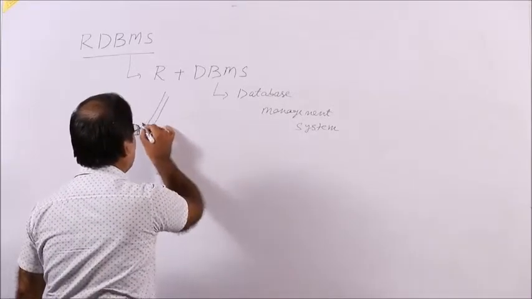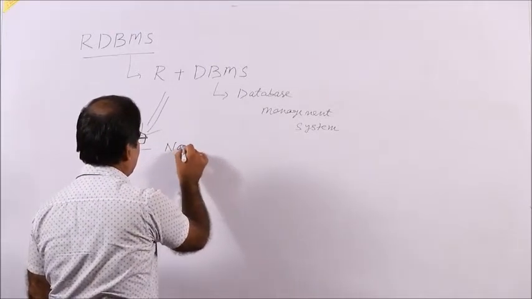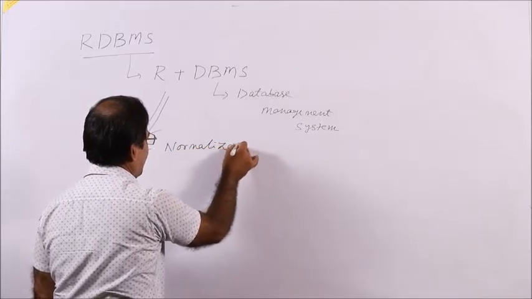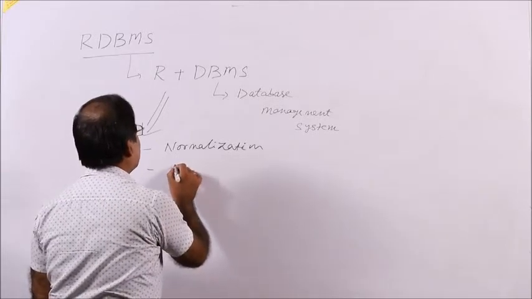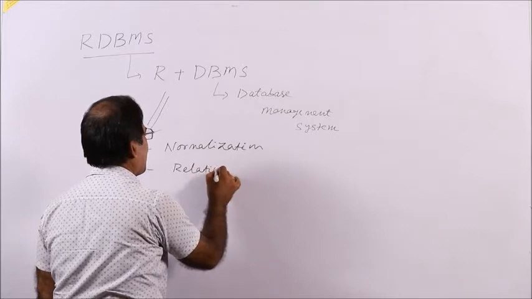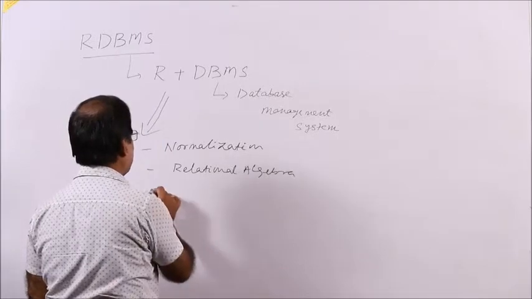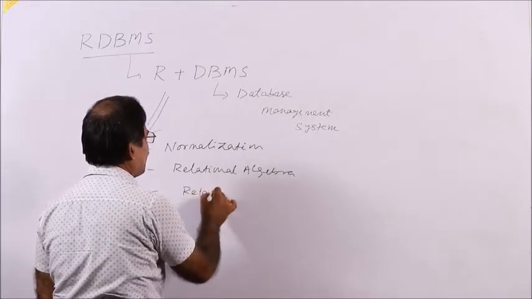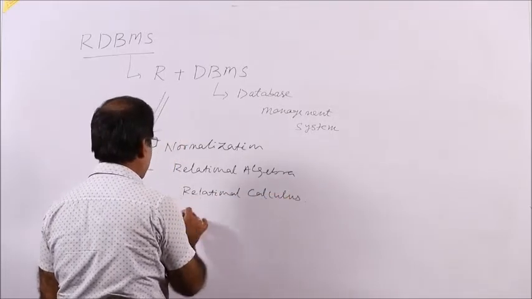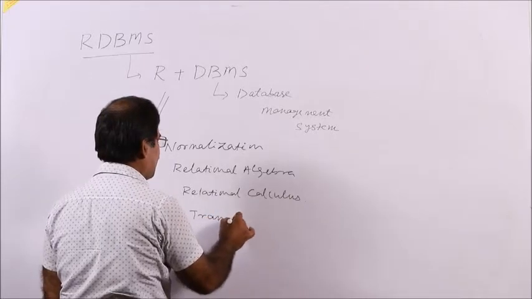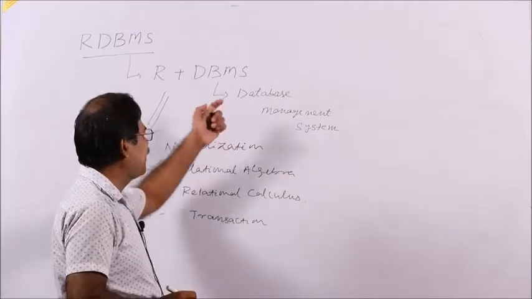What are the terms discussed in relational database? The first concept is normalization. Normalization is a concept used in RDBMS. Then relational algebra, a concept covered in RDBMS. Then relational calculus. And the new term is called transaction. So these are the terms added on top of DBMS.